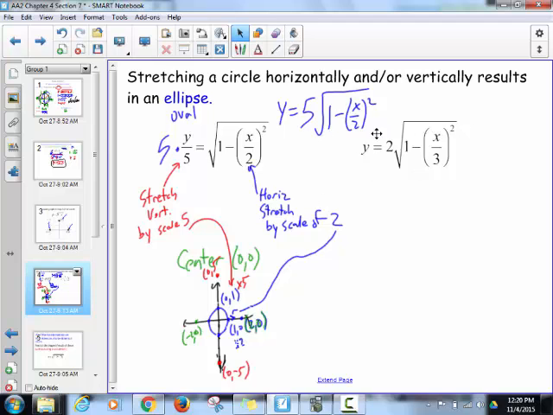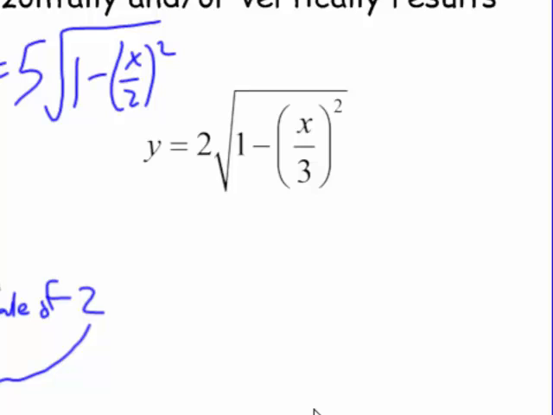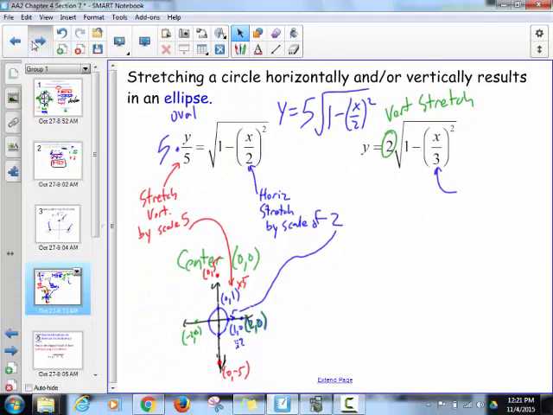So same thing with this guy. If we take a look, now it just tries to trick you. This is really a vertical stretch of 2, right? Because it was really over here, y divided by 2, but then it got multiplied by 2 to bring to the other side. So whenever it's out front of the radical, that's going to be our vertical stretch. And then right here would be our horizontal stretch of 3. Okay, so you should be able to tell what that would happen according to our last problem there.